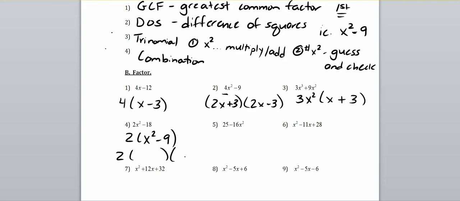I'm going to make 2 parentheses, take the square root of the left term. So the square root of x squared is x and x. The square root of 9 is 3 and 3. Make 1 plus and 1 minus, and I look further, but I can't factor that anymore.